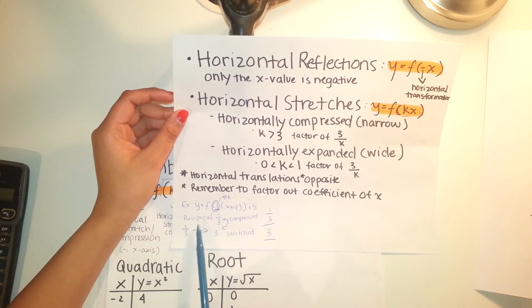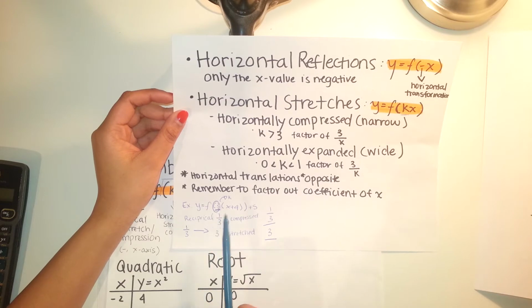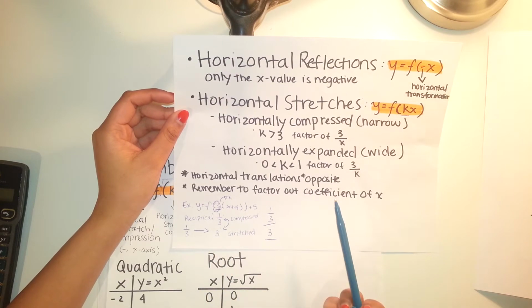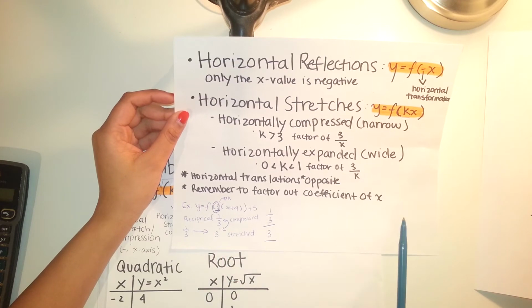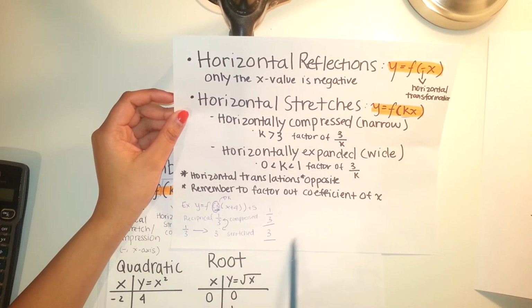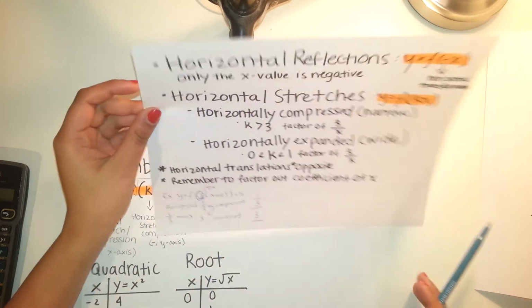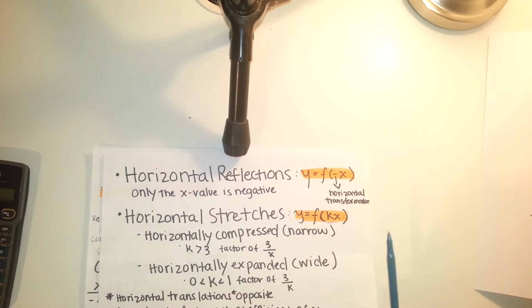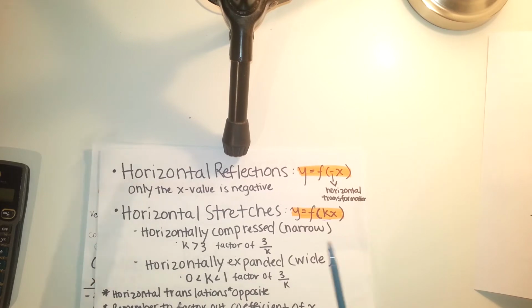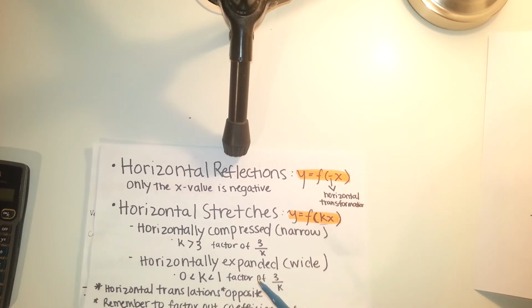Vice versa, if the k value was 1 over 3, you would do the reciprocal of that, which would be 3 over 1. And so that means the k value is 3 and it would be stretched. So that's all you need to know for horizontal reflections and horizontal stretches. Just remember to factor the coefficient, and that horizontal translations are always opposite to what they seem.